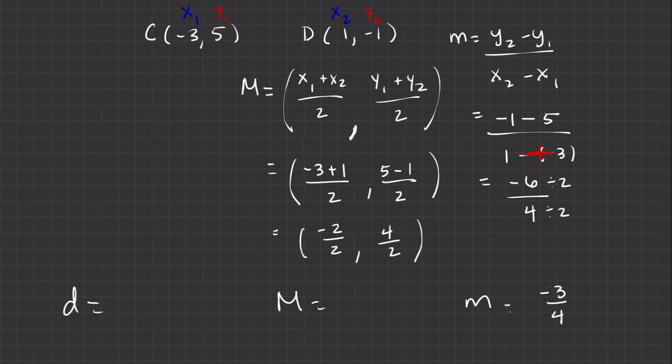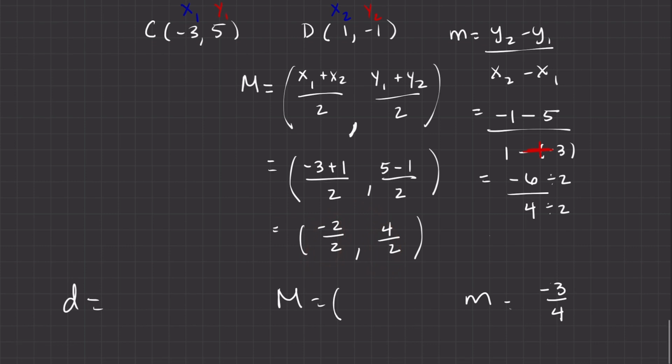And then I can't leave my answers like this. I have to look at the fractions, and I got to reduce. So negative 2 over 2, that's going to be negative 1. And then 4 divided by 2, and that's going to be 2. So the midpoint is negative 1 comma 2. Okay? Alrighty.